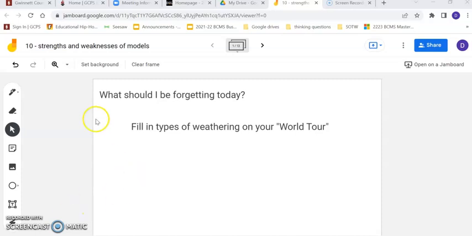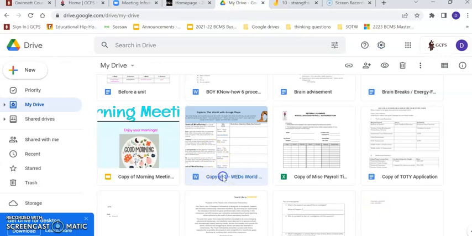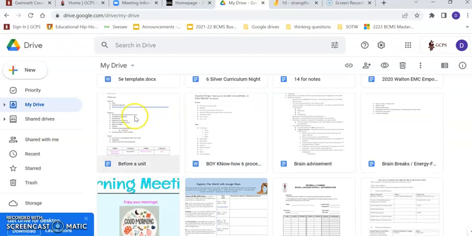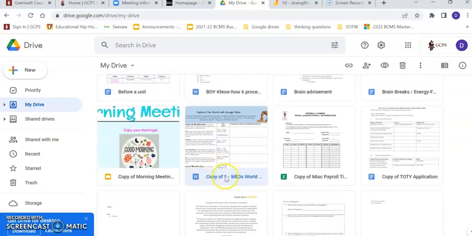Let's get to it. A little memory practice here. When it's time, I'll have you pause this video and go into your Google Drive. Remember, we have this world tour document. If you look in your drive, it should be under copy because you made a copy, so it'll be alphabetically in your C's.